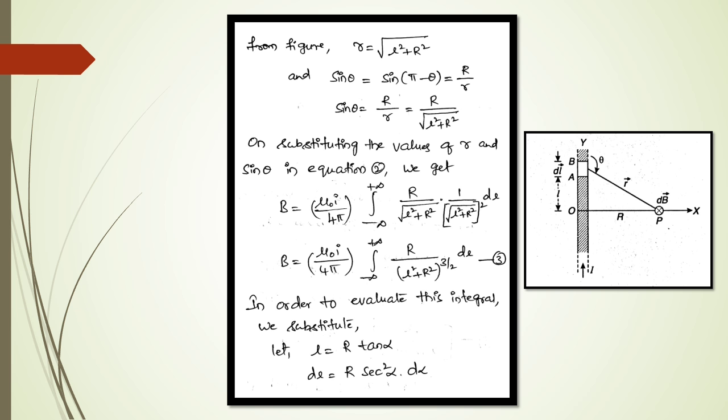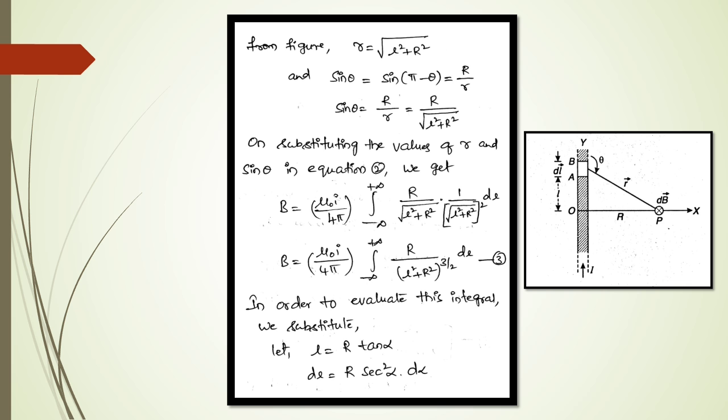Small r square value is 1 by root of L square plus R square whole square into dl. Now on simplifying this equation, B is equal to mu naught I by 4 pi integral minus infinity to plus infinity capital R divided by L square plus R square whole power 3 by 2 into dl.